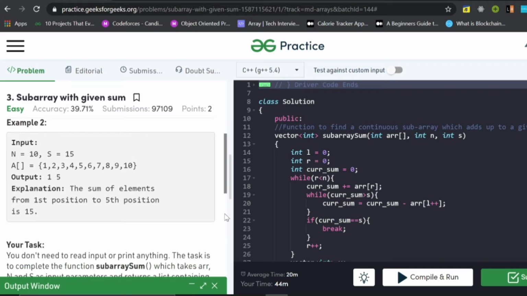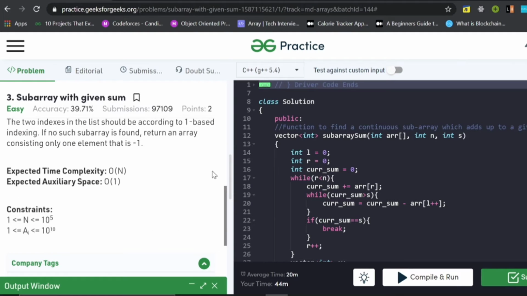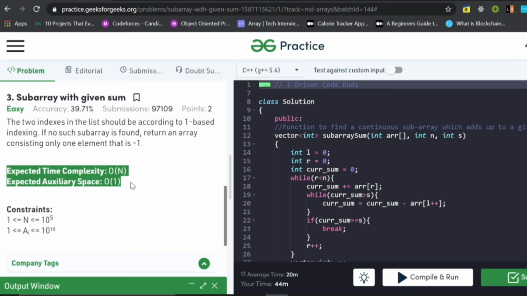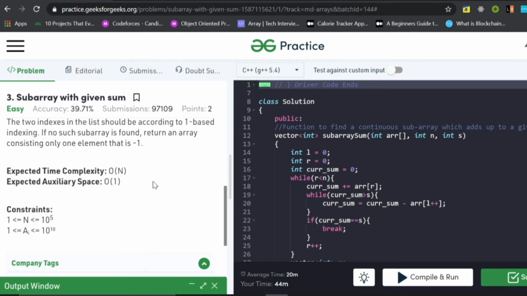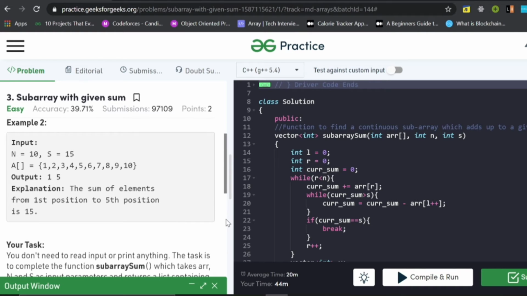Now, what would be the naive approach? The naive approach would be to find all the subarrays, and the time complexity of that is O of n square. Here you can see the constraint that n is equal to 10 to the power 5, so O of n square is definitely not favorable. Also, in this question, the expected time complexity is O of n, and you don't have to use any extra space other than the vector that you are returning. So what we are going to use here is what is known as the two-pointer technique.